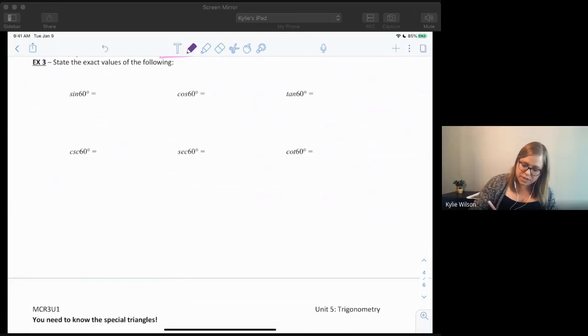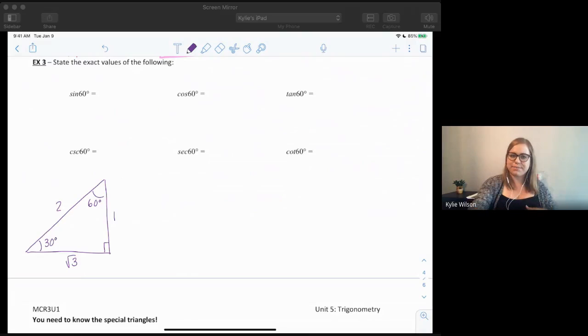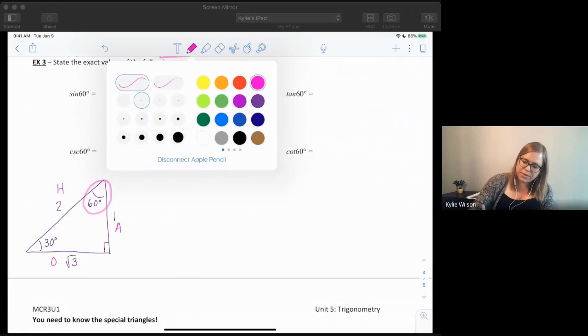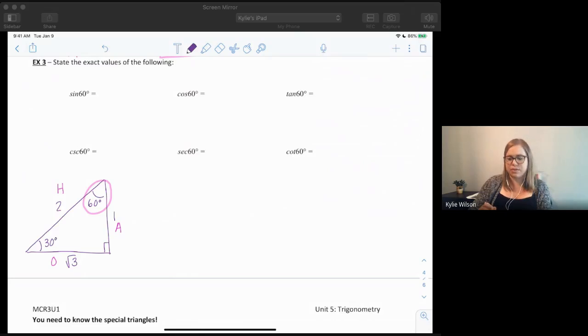So I'm just going to draw the triangle again down here just so you can see it while I'm talking about it. Like that. This time, we're going to circle 60, and we're going to label our triangle around 60. So here's my hypotenuse. This is my adjacent side, and that's my opposite side. And now we're going to go through again and fill out all of these values.